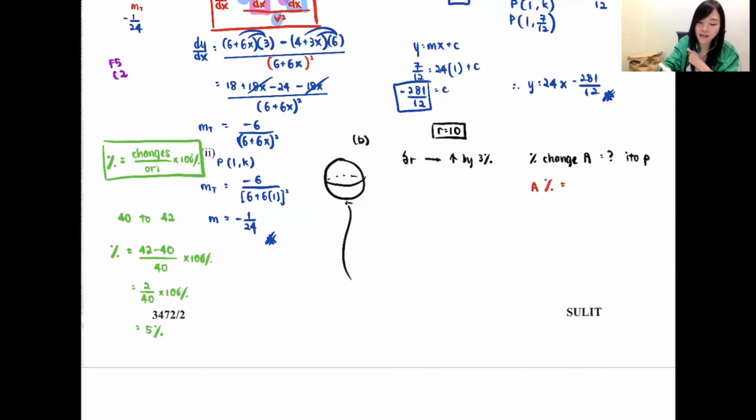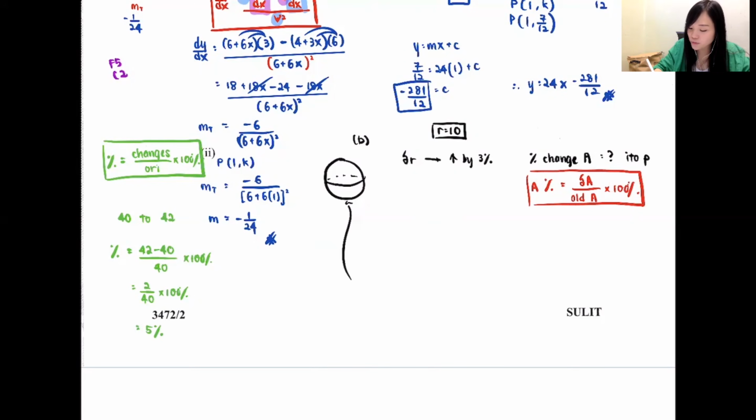Based on what I write in the green color here, first, the top, you should put what? Changes in A. Changes in A, we can call it delta A, because delta means small change. Then the bottom, put the original A, and then times 100%. So the moment they say they want to find percentage, I already know I should use this particular formula. I hope all of you guys understand. So how do I do this?